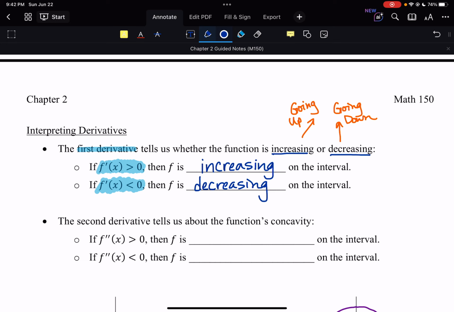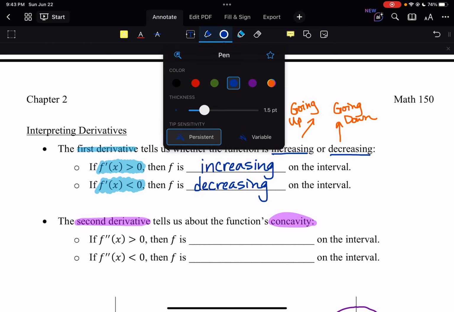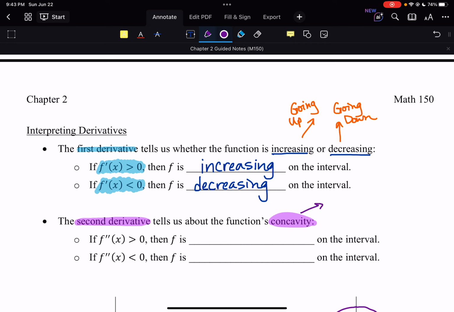So that does give us valuable information, but now when we talk about the second derivative, the second derivative tells us about the function's concavity. When we talk about concavity, what I mean is that the concavity of the graph of the function tells us how the curve bends.